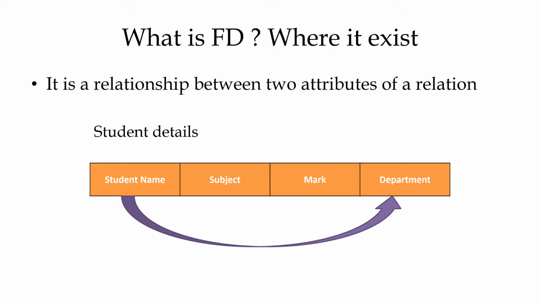For example, see here the department attribute, it is dependent on the student name. Now we have the department details. With department details alone we cannot analyze anything. Only if we have the student name can we tell that student A belongs to this department, student B belongs to this department, like that. Similarly, the mark detail is dependent on the subject attribute. So here we can say student name uniquely determines department, and subject uniquely determines the mark.